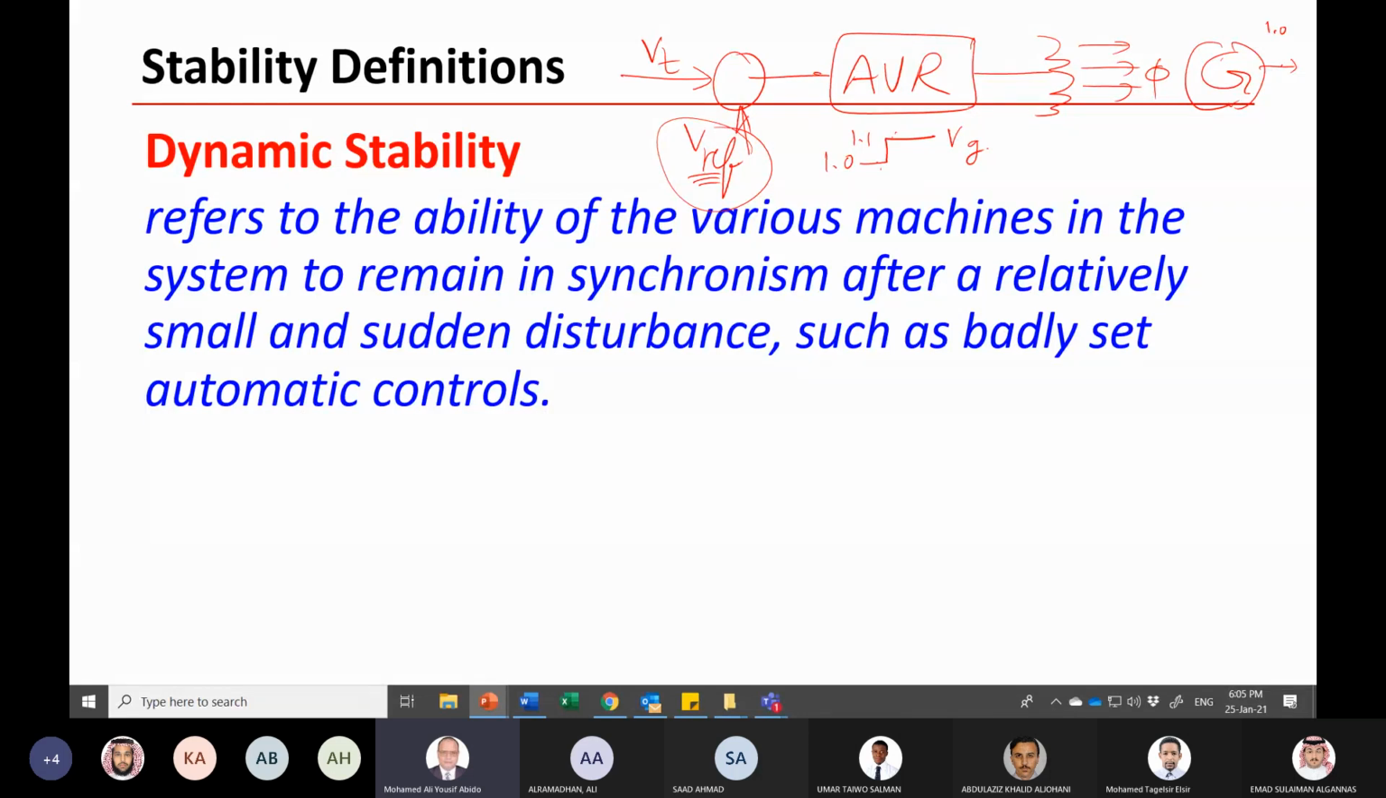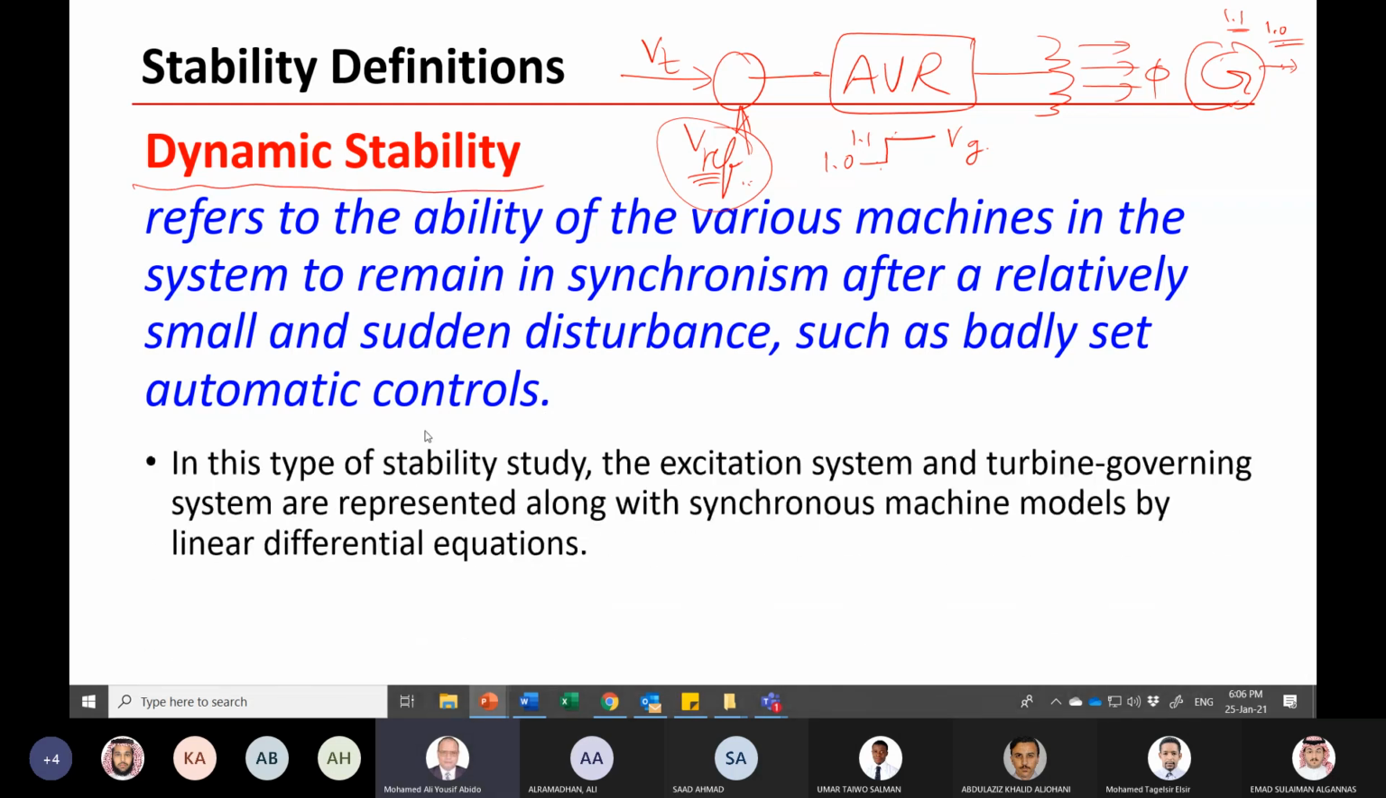Now we experience a high load, and this high load will decrease the voltage, and we need to regain the voltage back to its normal state. So we can increase the terminal voltage here to 1.1. So we have a step change here in the reference in order to adjust this voltage. So this is some kind of sudden change, small change but sudden. In this case, we are working on dynamic stability.